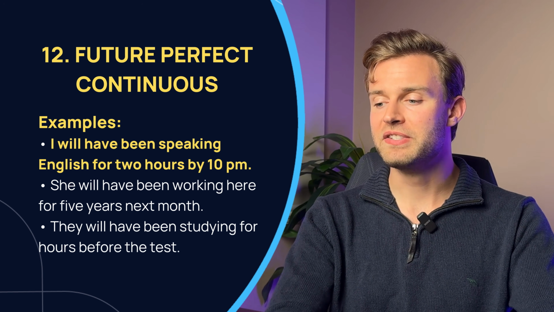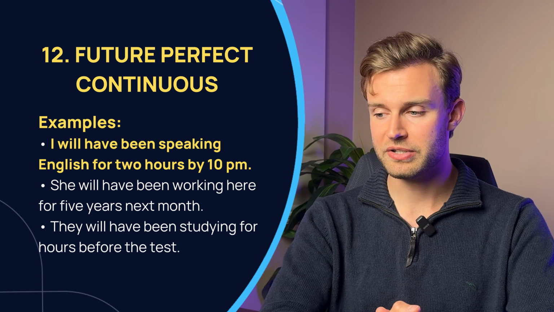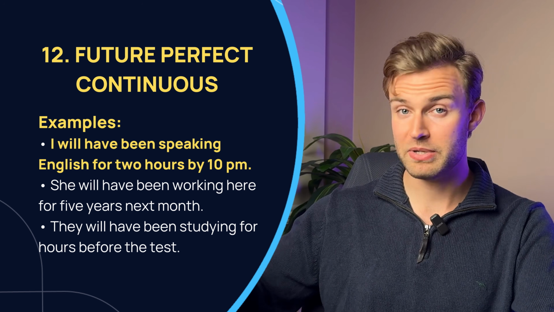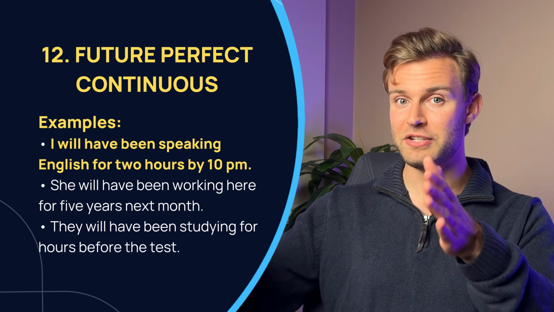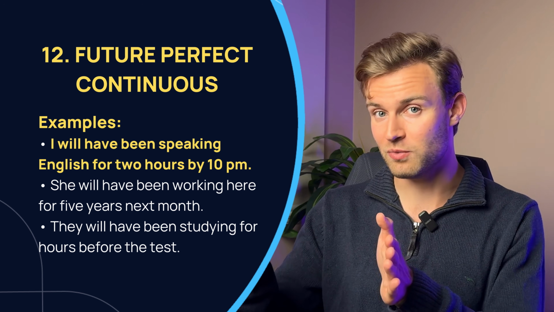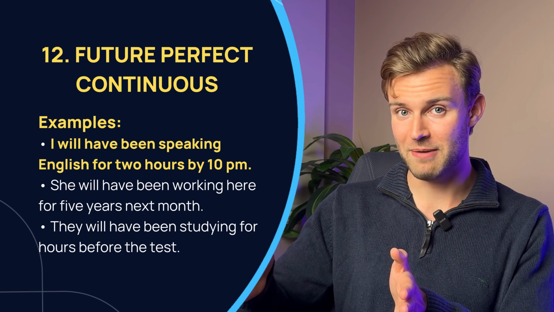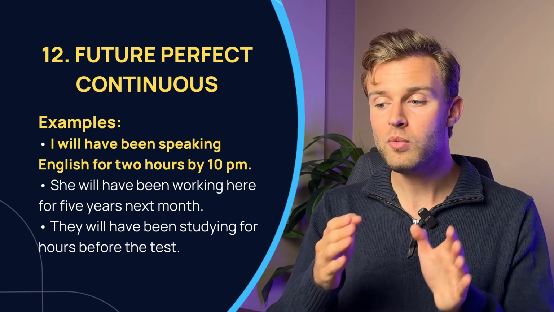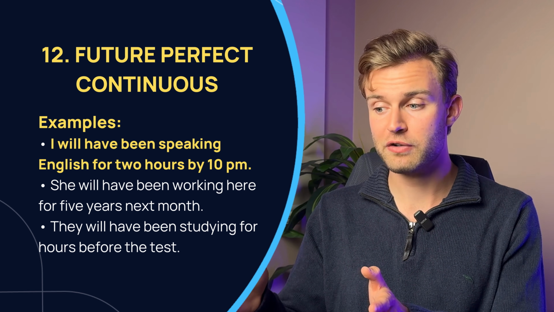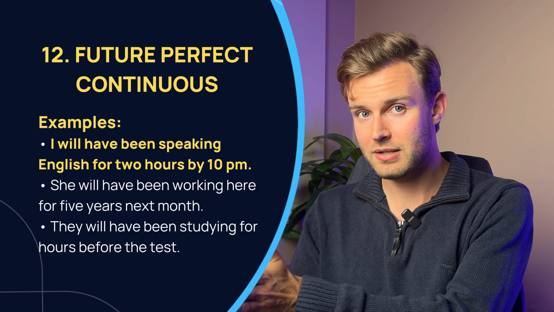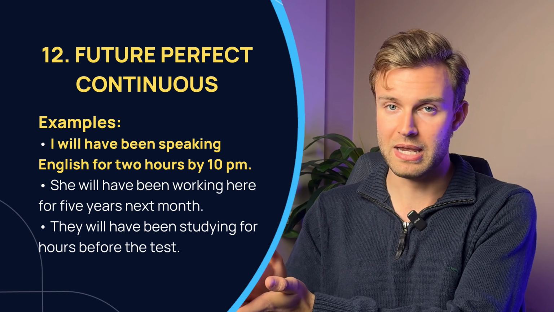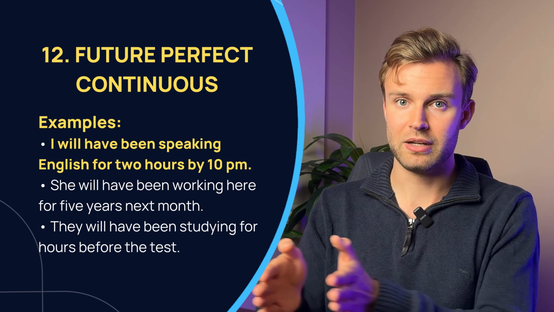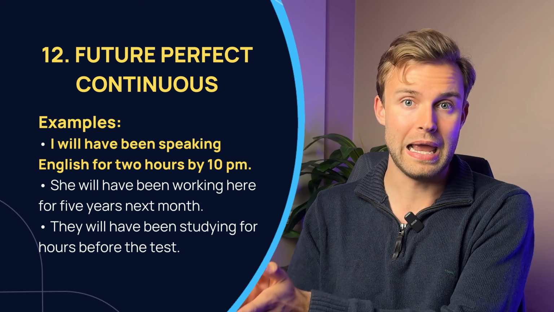I will have been speaking English for 2 hours by 10 p.m. 10 p.m. is the specific point in the future. The continuous action happens in the future as well. It happens before 10 p.m. and it happens for 2 hours. So it's continuous, it's ongoing. I will have been speaking English for 2 hours by 10 p.m. I stop at 10 p.m. I will have been speaking for 2 hours before, by 10 p.m. in the future.